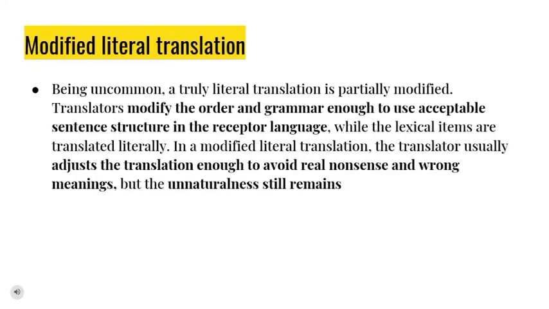The next one is modified literal translation. Being uncommon, a truly literal translation is partially modified. The translator modifies the order and the grammar enough to use acceptable sentence structure in the receptor language, while the lexical items are translated literally. In a modified literal translation, the translator usually adjusts the translation enough to avoid real nonsense and wrong meanings, but unnaturalness still remains.